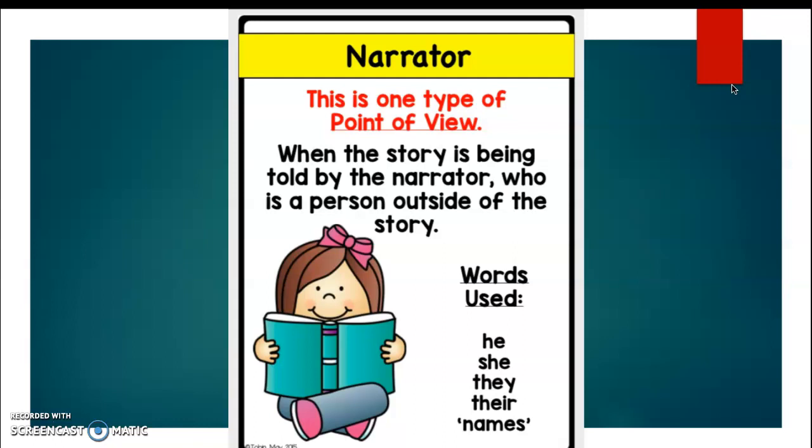So remember, when the narrator is telling the story, this is a person outside of the story. They are not in it. We're always going to see these clue words being used: he, she. It could also be him or her. They, their, and it's going to be using the characters' names.